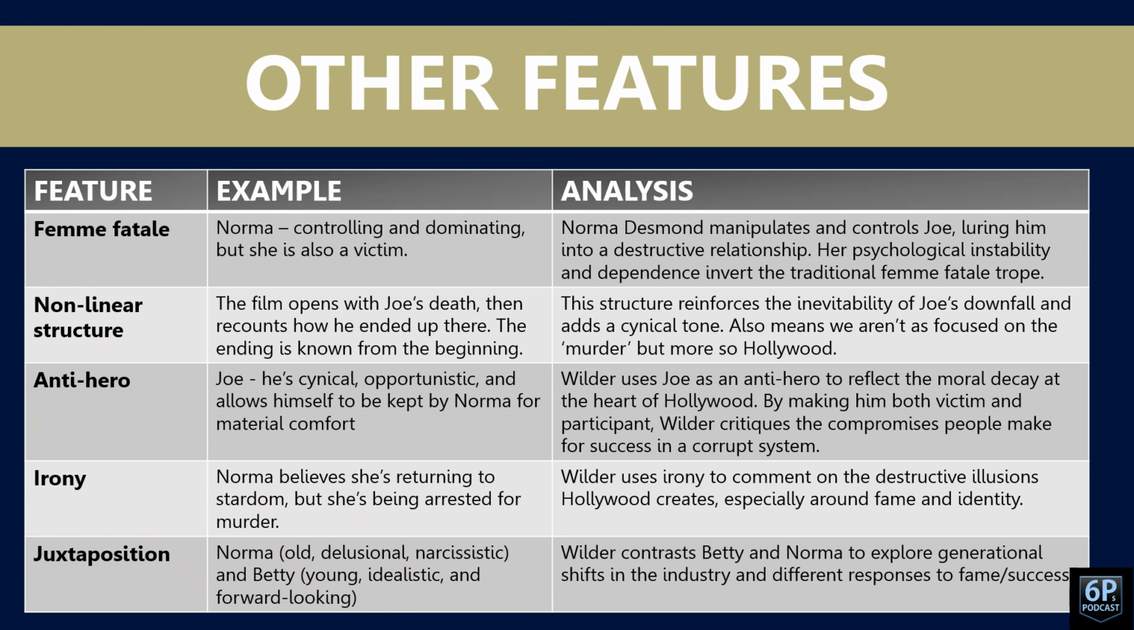And we've got the juxtaposition, and we see this throughout the film, but I really like this idea about Norma versus Betty. Betty's that young, innocent girl, that ingenue. Wilder contrasts Betty and Norma to explore generational shifts in the industry and different responses to fame and success. And again, their influence on Joe is really important. They bring out two different sides to Joe. One is quite toxic. The other one is very, very different. Betty brings out the best in Joe.